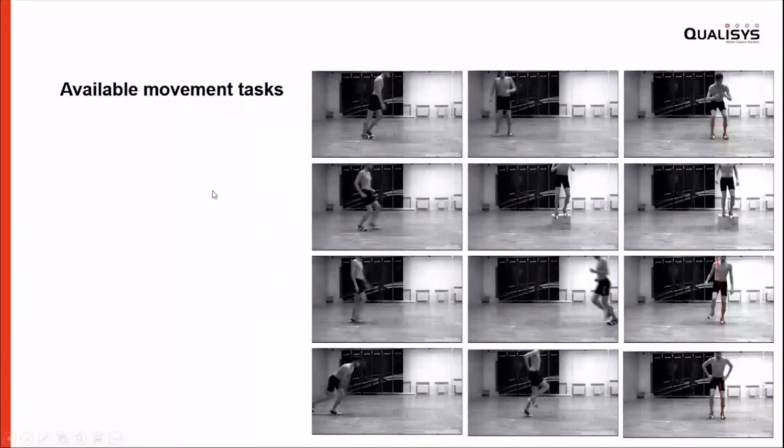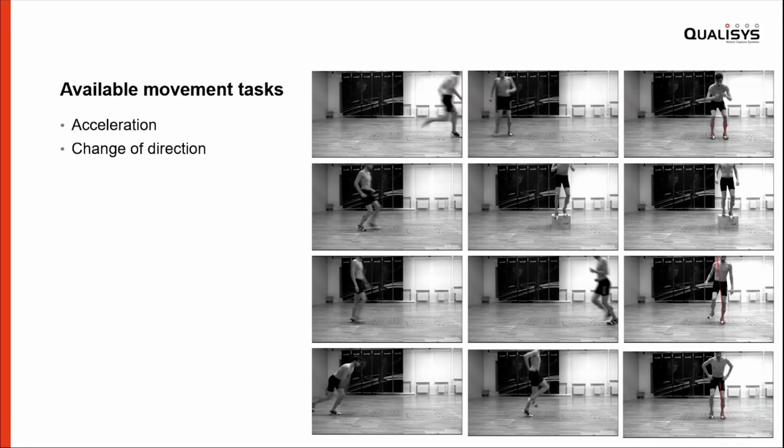The available tasks, you can see here, it's quite a big list. We've got around 11 or 12 different tasks at the moment. Acceleration is simply accelerating as much as possible on the force plates. Change of direction is a side step and then changing directions. Counter movement jump, that's one we will look at in a little bit more detail later on, is also performed on the force plates with one foot on each plate.